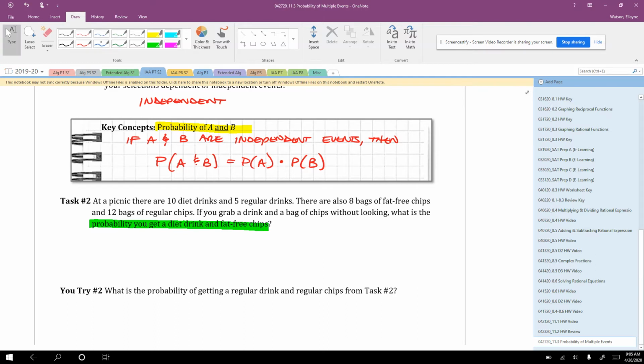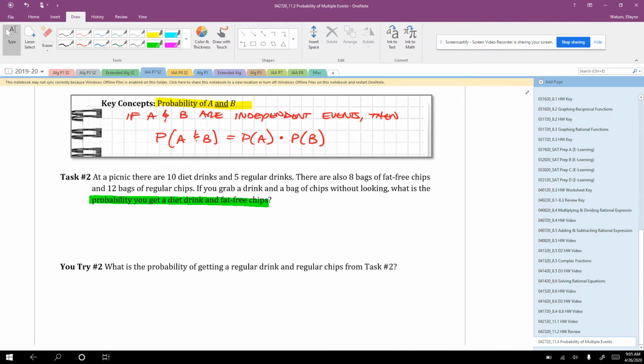So, what I'm going to do here is I'm going to call diet drink event A. And I'm going to call fat free chips event B. Okay. And so, using our formula, it says that probability of A and B, so getting both of these, is equal to the probability of A times the probability of B. So let's break these down.